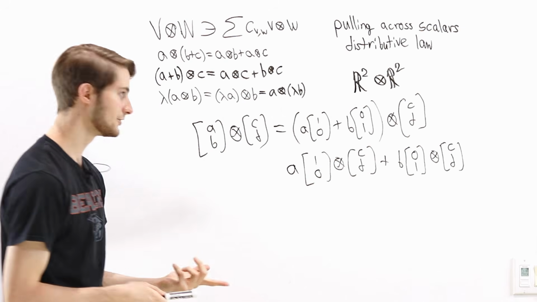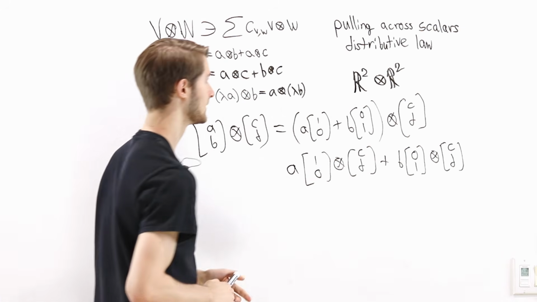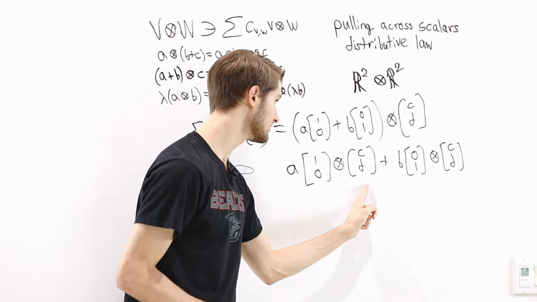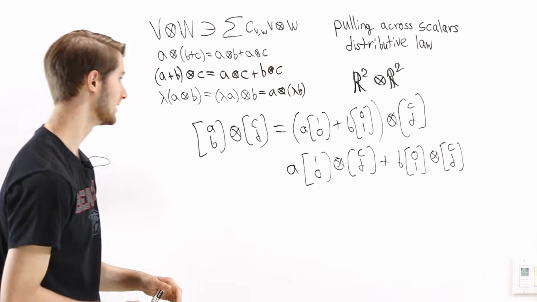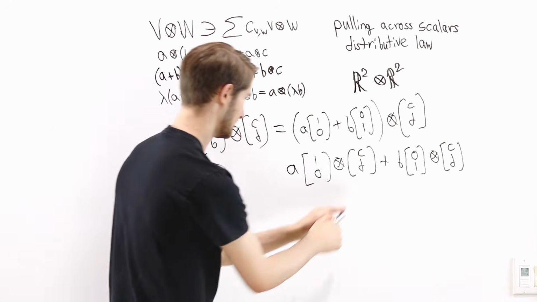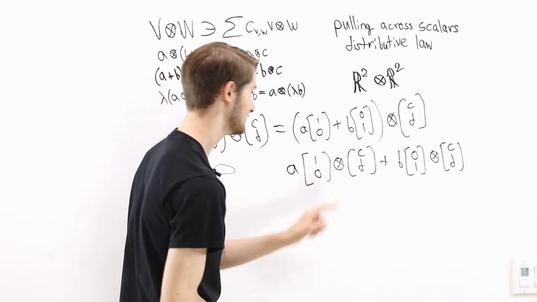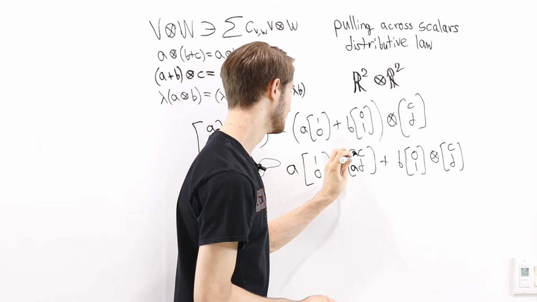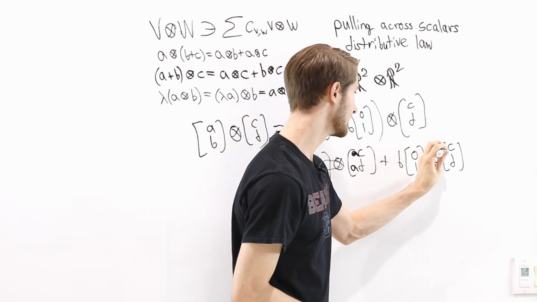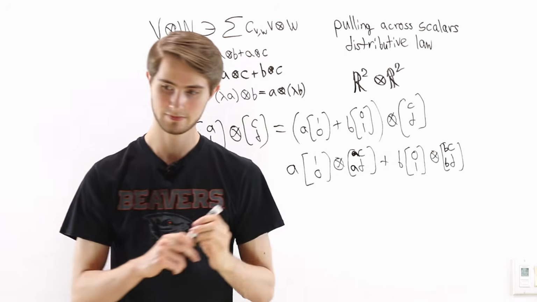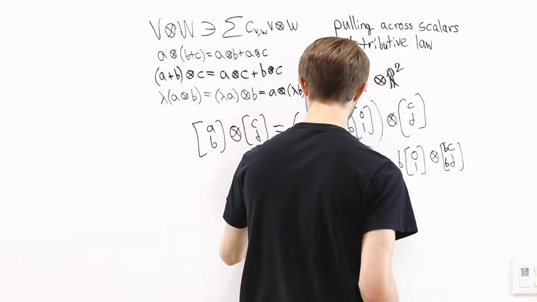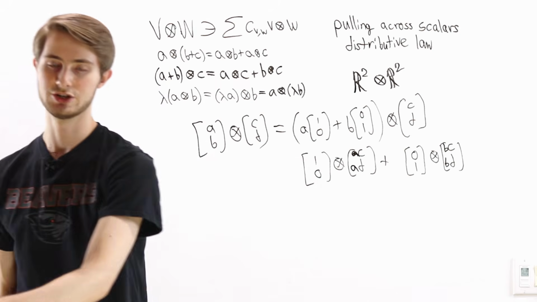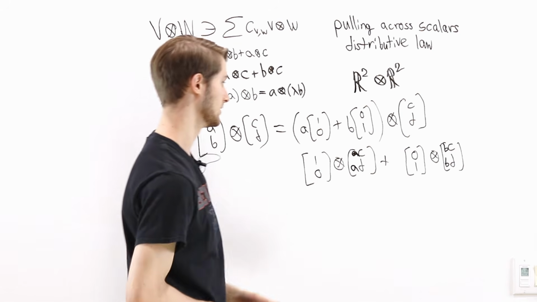Now we have these scalars in the front still, a and b. But remember, we can pull across scalars. So I'm going to pull these to the other side, and even more than that, I'm going to multiply them into the vector. So I'm going to take a times (c, d), and that's going to give us (ac, ad). And same thing over here, we're going to have (bc, bd). And that is going to mean that the tensors on the left side are just (1, 0) and (0, 1).